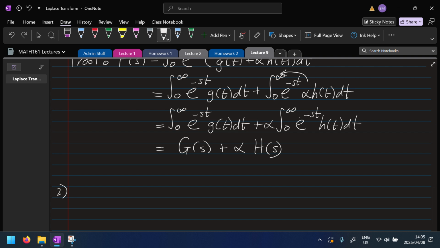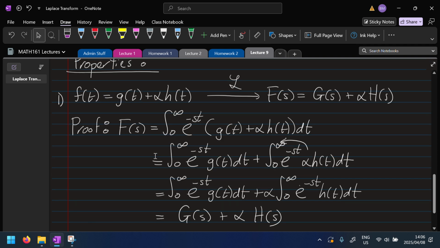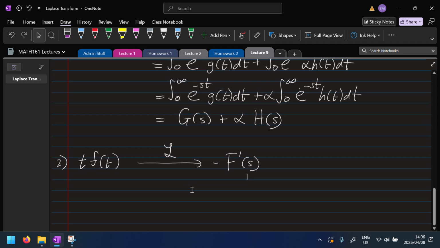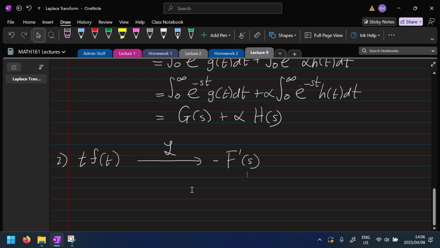Property number two, it gets a bit more complicated. Let's say we have the function t times f of t. Using the Laplace transform, this gets converted to minus F prime of s. So little f gets converted to capital F, but if we multiply it by t, then that gets converted to minus the derivative of capital F. Let's have a look at the proof for this one.